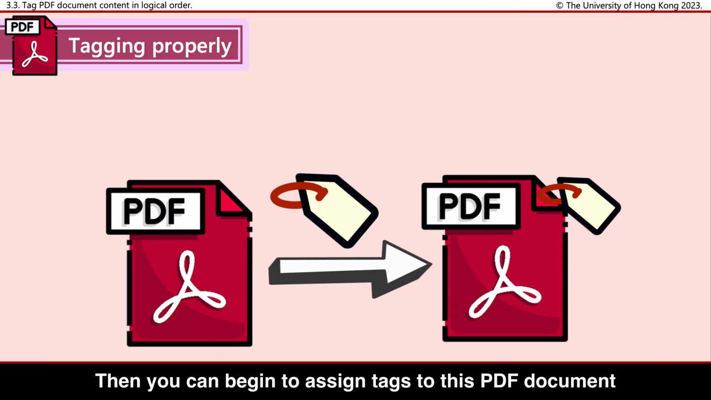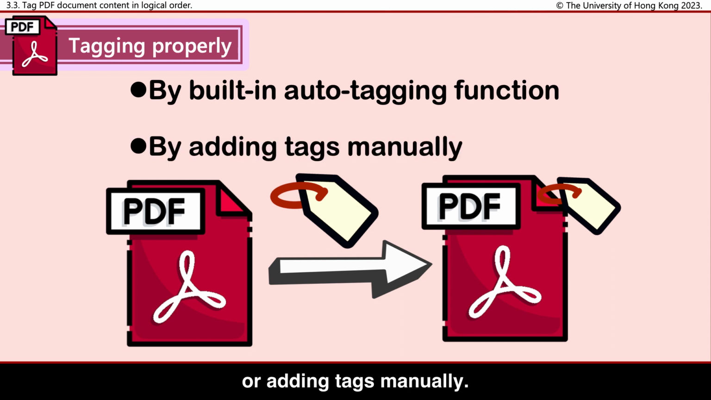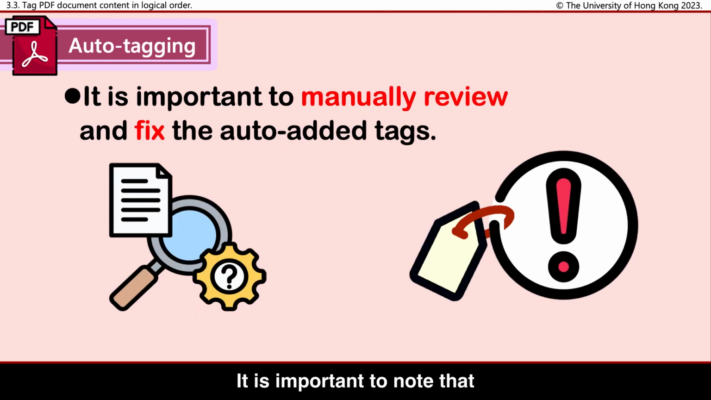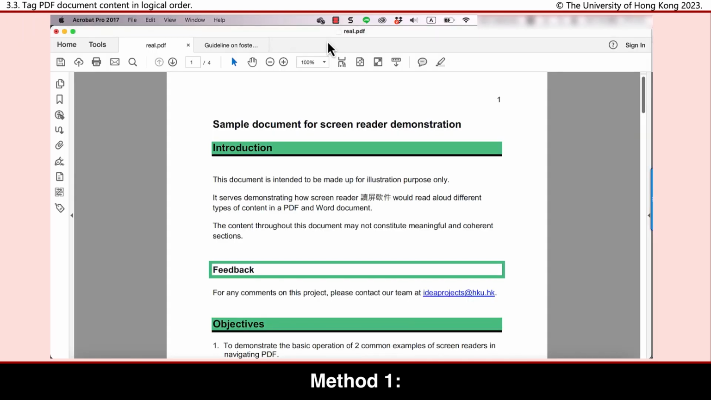Then, you can begin to assign tags to this PDF document by either the built-in auto-tagging function or adding tags manually. It is important to note that you must manually review and edit the auto-added tags. To auto-tag a PDF. Method 1.